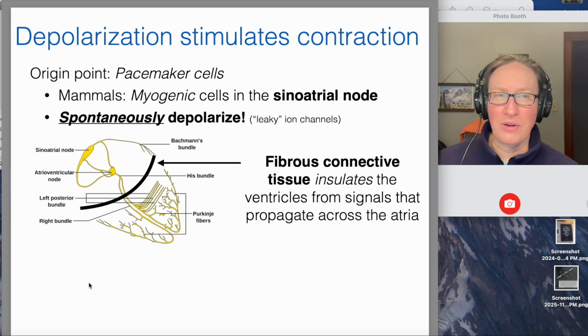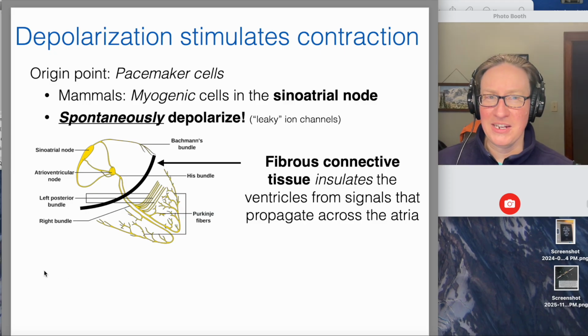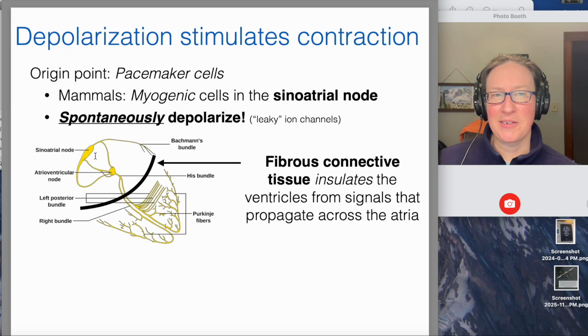So the origin point for depolarization leading to heart muscle contraction is a cluster of cells that are known as pacemaker cells that are found in a location known as the sinoatrial node. In mammals, these cells are myogenic cells, so they have their developmental origin as muscle cells found in this location. And they have a unique property in that they can spontaneously depolarize, right?